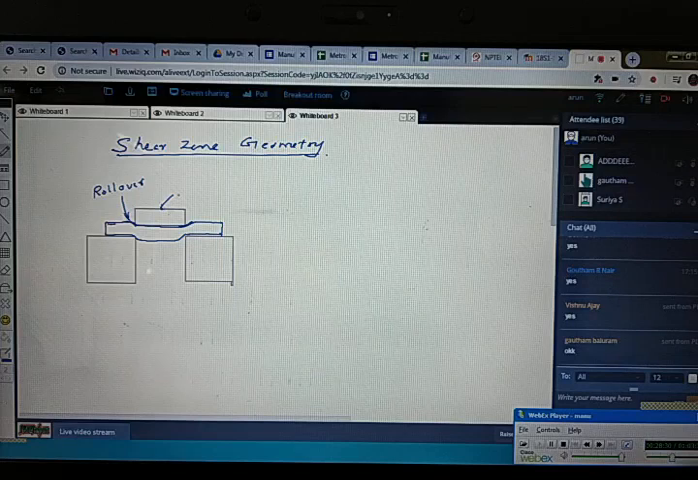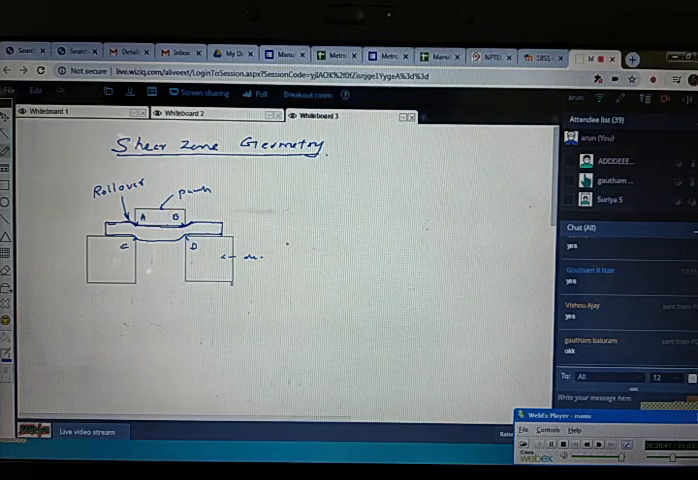This is the punch and this is the die. Let me enlarge that area. I am going to name these points A, B, C and D. After the shearing operation, how does it appear? It will be like this. Please check this figure.